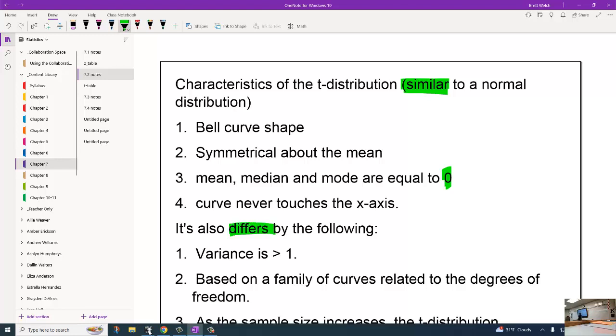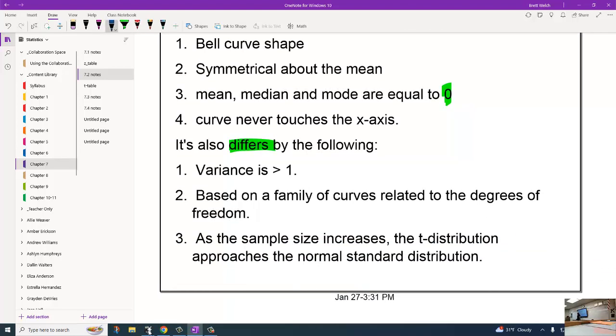When we deal with the t-distribution, the variance, which would be s squared, so when we talk about variance, we're talking about s squared, the variance is greater than 1. So that's one thing that we're going to claim right up front. Next, it's not a single curve. It's based on a family of curves. And those family of curves get more like the normal distribution as the sample size goes up.